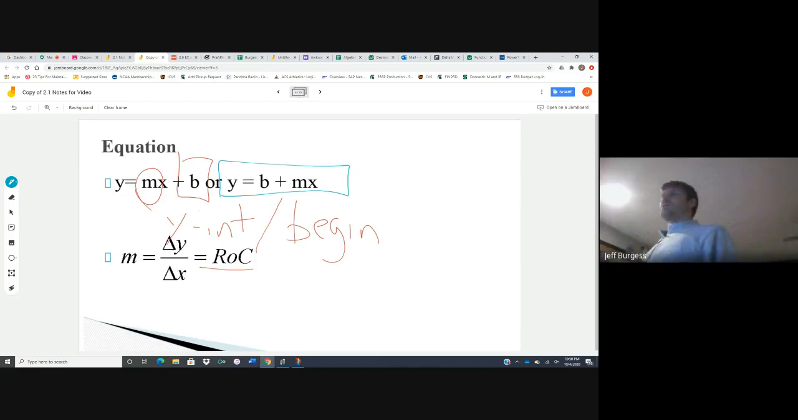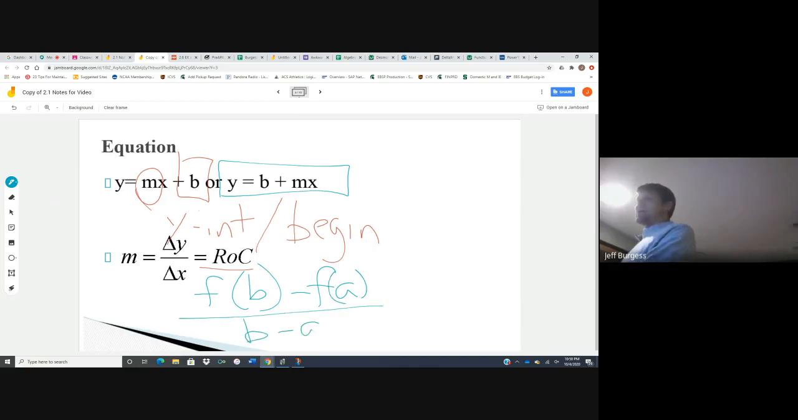With that, obviously we talk about slope as m. It is your change in y over your change in x. It is your constant rate of change. We actually came up with a formula for this using function notation, if you remember. We said it's f of b minus f of a, divided by b minus a, in terms of function notation. But all those terms mean the same.